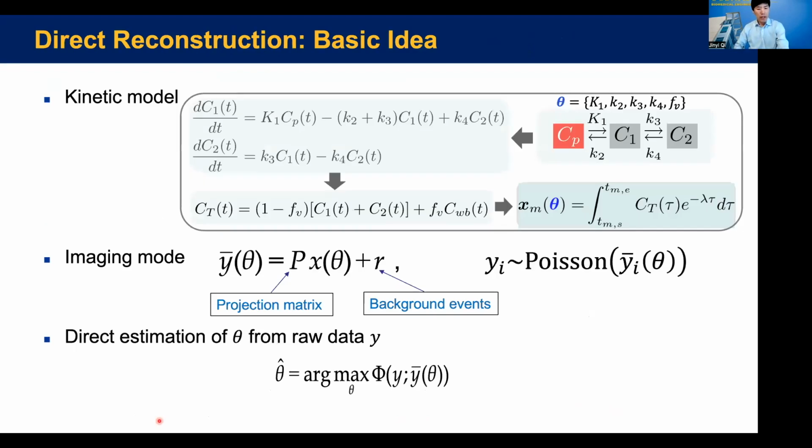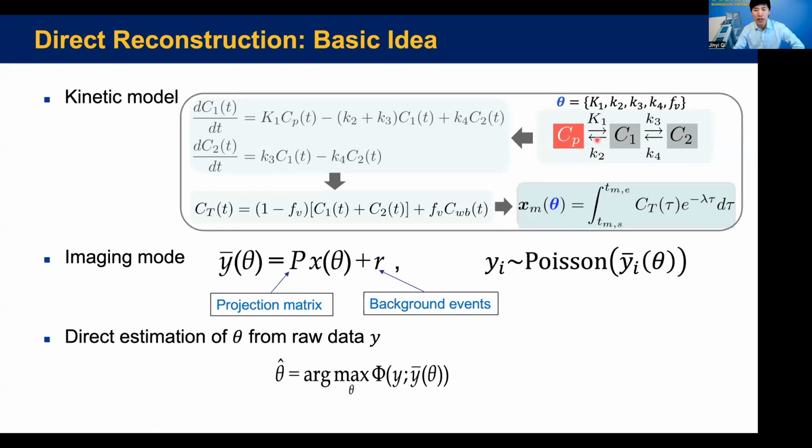Okay, so now let's get into the mathematics of direct reconstruction and how we do it. The basic idea is fairly simple as long as we have a kinetic model. Here we're going to focus on this compartment model. We have a blood concentration we denote by CP, and there are some intermediates. The free tracer distribution we denote by C1, which could be the free FDG inside the cell or unbound tracer. Then there's another component denoting the metabolized tracer or bound tracer.